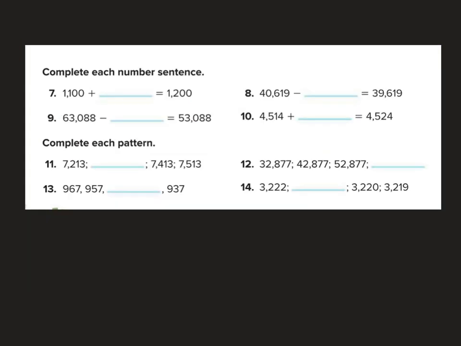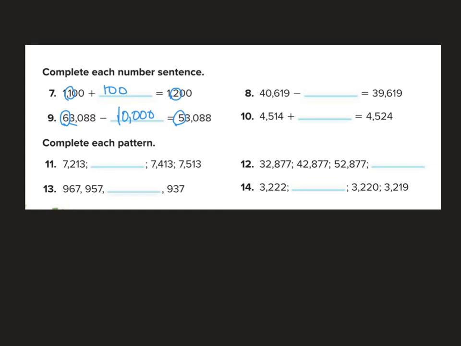Complete each number sentence. Okay, so what digit is changing? The digit in the hundreds place going from 100 to 200, which means we're adding 100. Let's do number 9. So I went from 63,000 to 53,000. I went down 10,000.